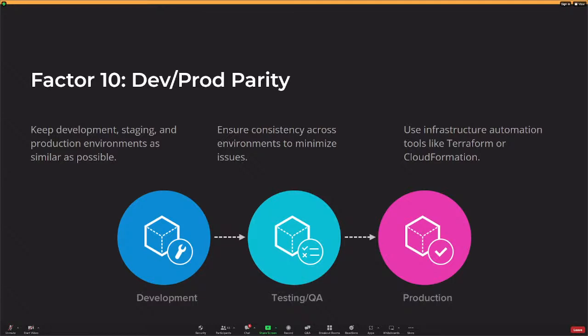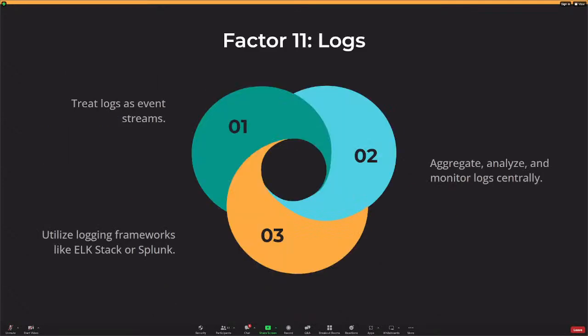So on factor number 11, we have logs. In this part of the 12 factor app methodology, we try to manage the logs. So we will be talking about what logs actually are. If you are already developing Node.js applications or some kind of applications, you already get some kinds of logs when you are in your development phase. So we try to manage the logs in factor number 11 of this methodology. We try to treat logs as event streams.